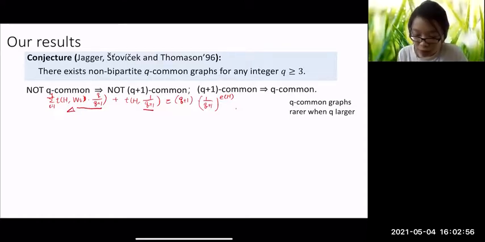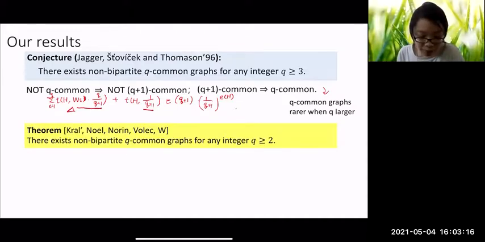The consequence of this is that when q gets larger, it's rare to have q-common graphs. In the sense that when q is larger and larger, it's supposed to be harder for us to construct q-common graphs.